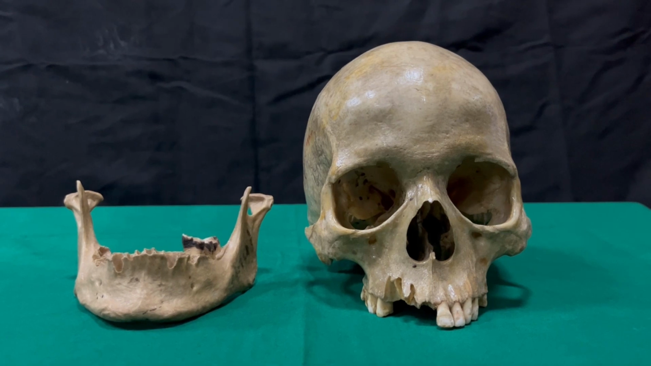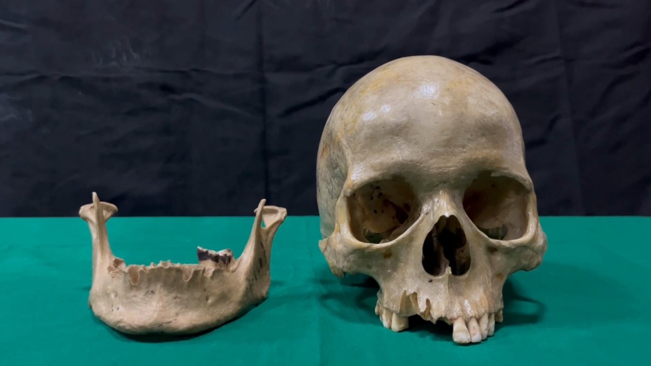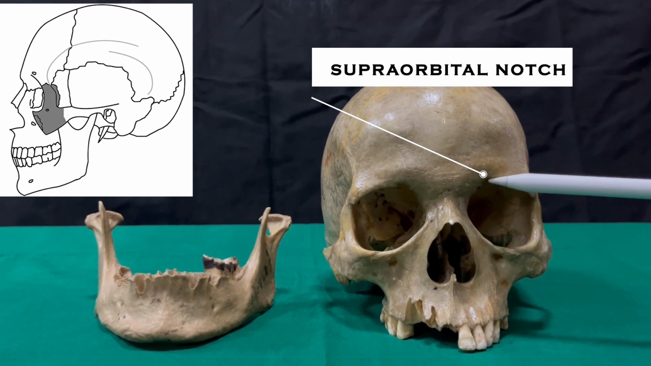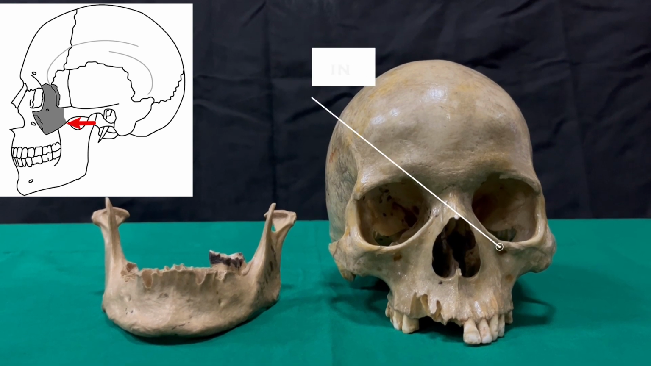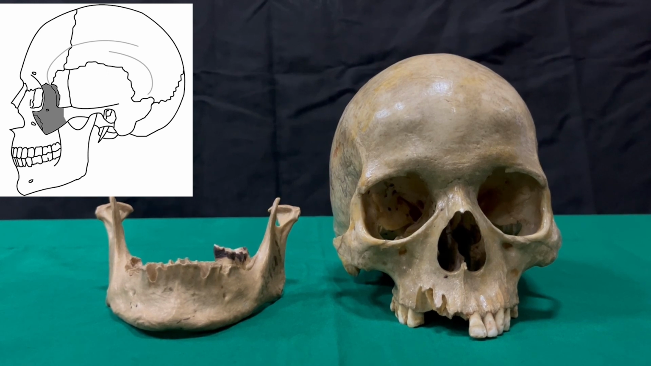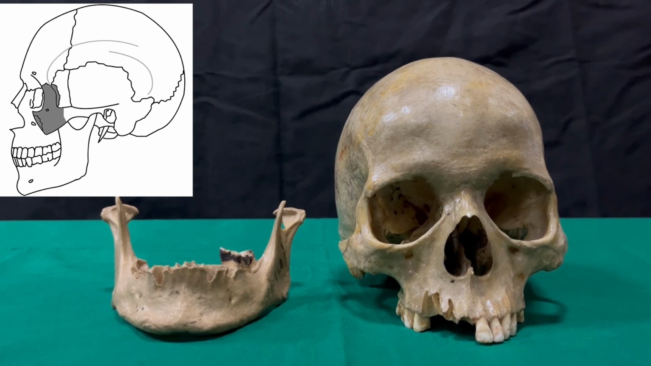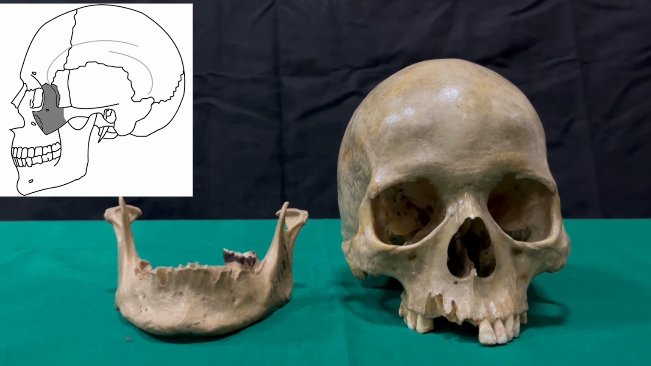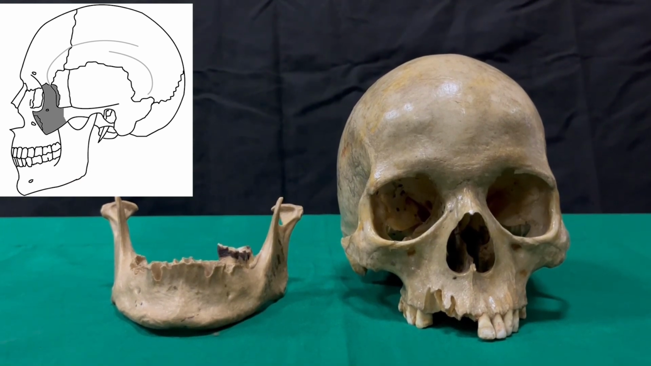Now, let's move on to several important foramina present on the face and the structures that pass through them. The supraorbital notch or foramen transmits the supraorbital nerve and its vessels. The infraorbital foramen transmits the infraorbital nerve and vessels. The zygomaticofacial foramen transmits the nerve of the same name, which is a branch of the maxillary nerve. The mental foramen on the mandible transmits the mental nerve and its vessels.